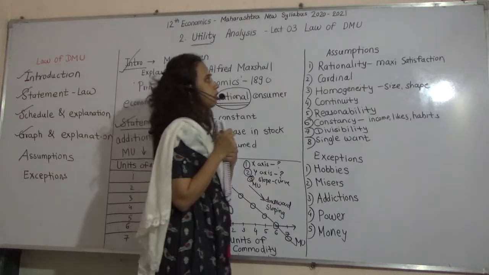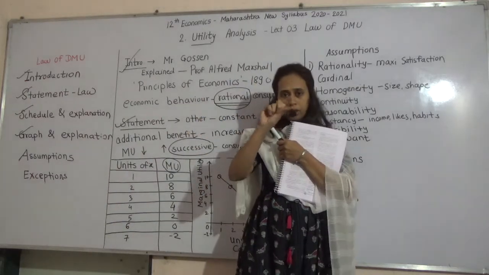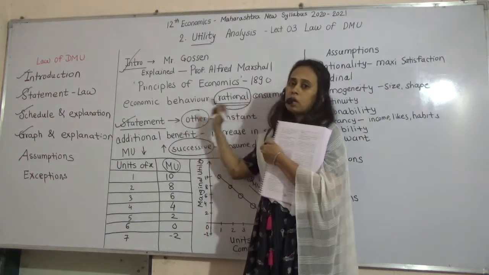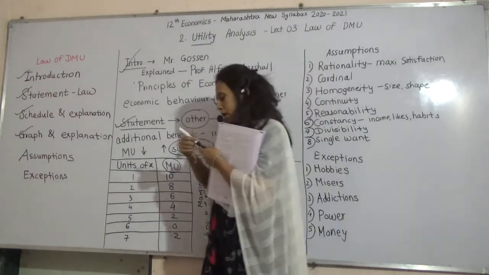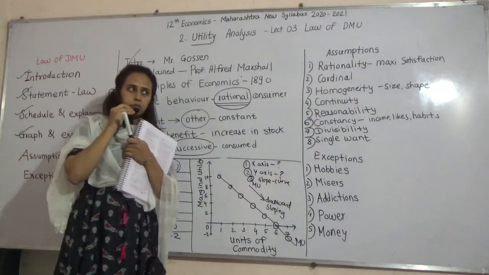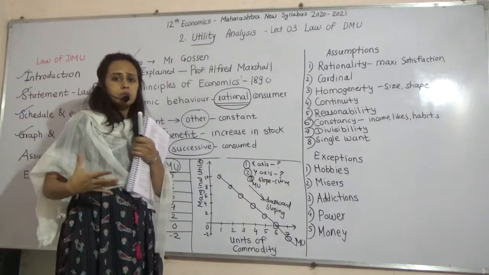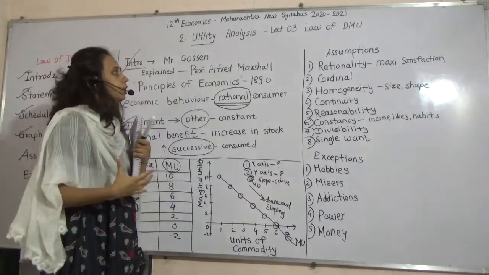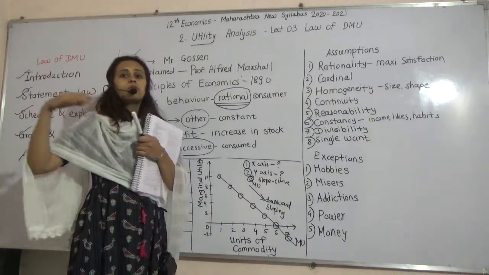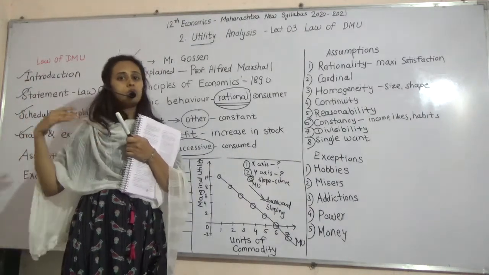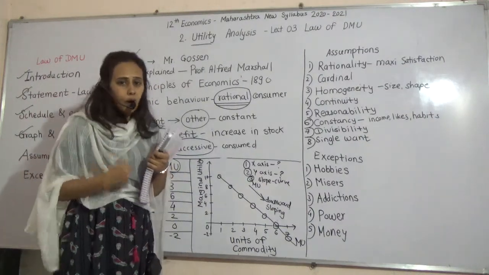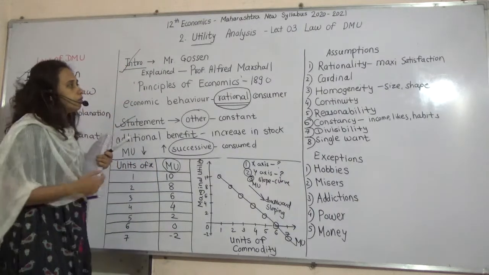Now the assumption. Friends, do you remember we have written in the statement other things being constant? What are these other things? Other things are nothing but these assumptions. For example, I want to prove my law. Suppose the person is very tired and he is very thirsty. He wants to drink water. At that time, or if it's too hot outside, he has done a lot of work and he is very tired and he wants to eat ice cream, then let's see how it will work.